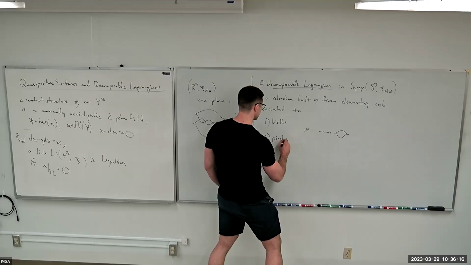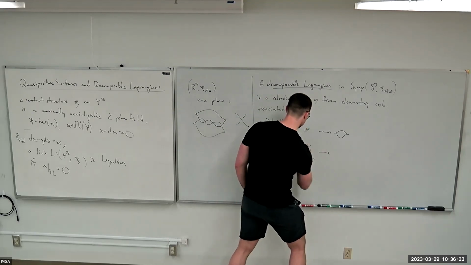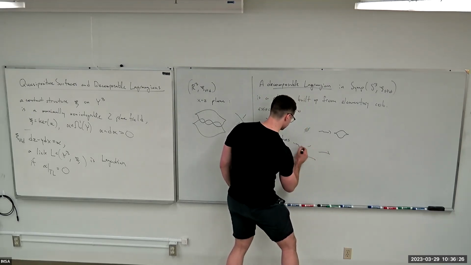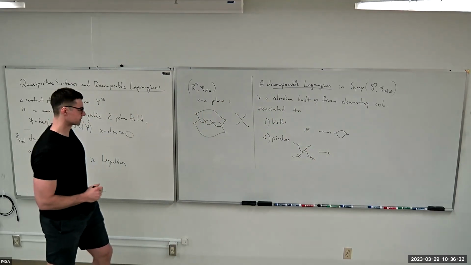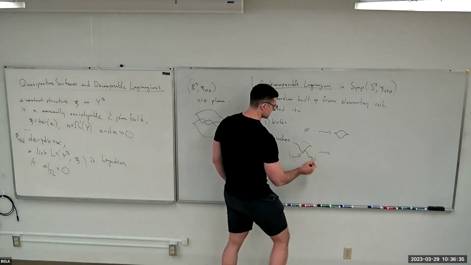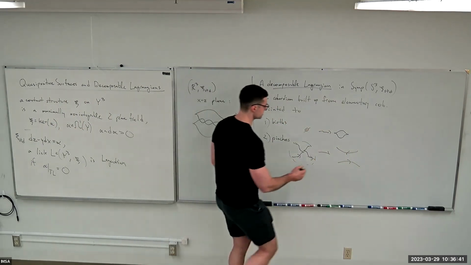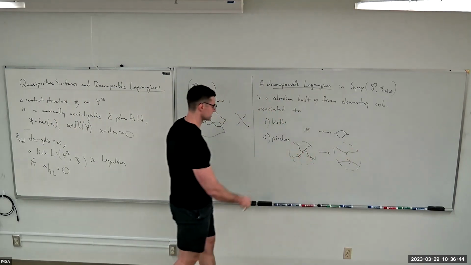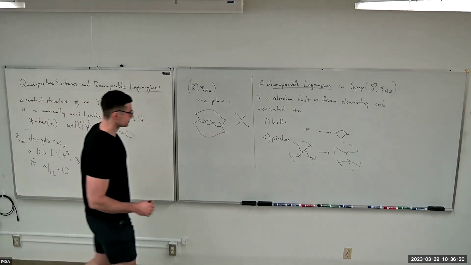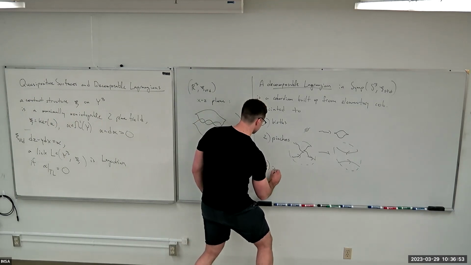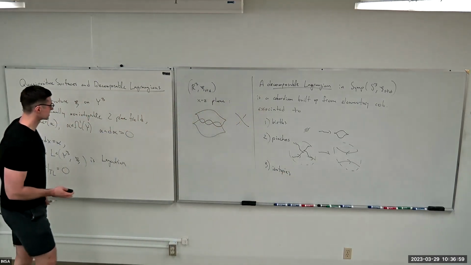The second type of move is a pinch. If you have a front projection that locally looks like this, you replace it with this. That's a pinch. There's another pinch where you flip all the orientations of the Legendrians. And then the third move is Legendrian isotopies. So that's a decomposable Lagrangian.